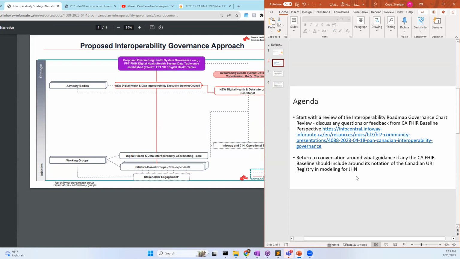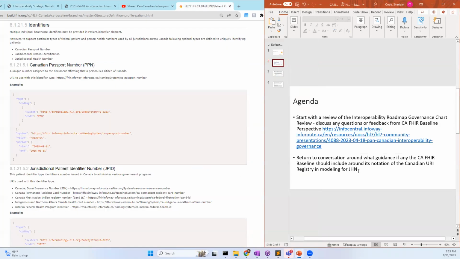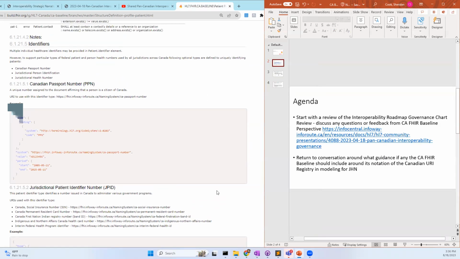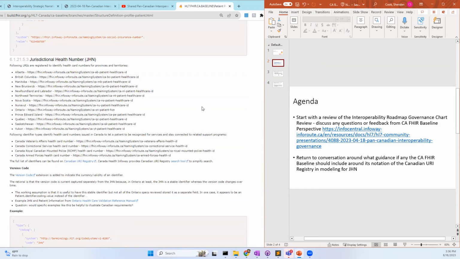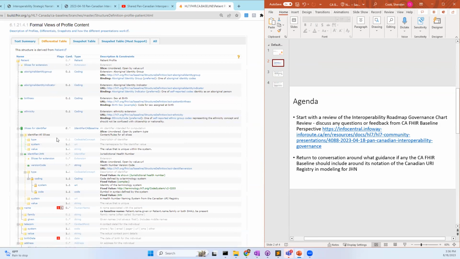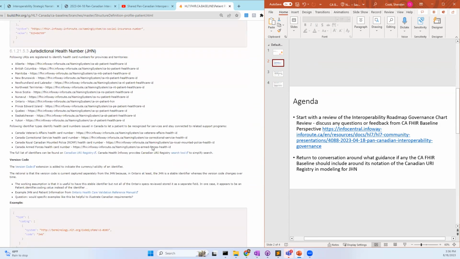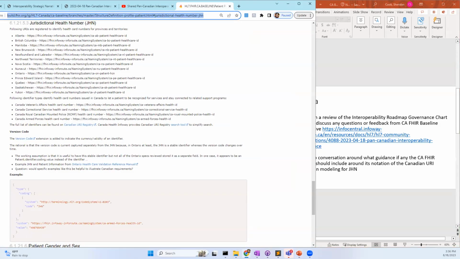All right. So the second topic of the agenda was specifically around what level of guidance we should be thinking through from our use of assets from the Canadian URI registry. Lorraine, I know we talked last week in the profiling stream about some of the technical processes that went along with this, but you said there was a larger question as a utilizer. I looked through the guide, and beyond just having it in our patient profile as a description, we do provide content in this section, and I'll put it in the chat as well, around JHNs, or sorry, URIs that were pulled from the Canadian URI registry.